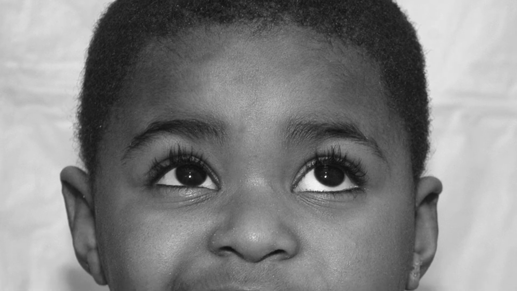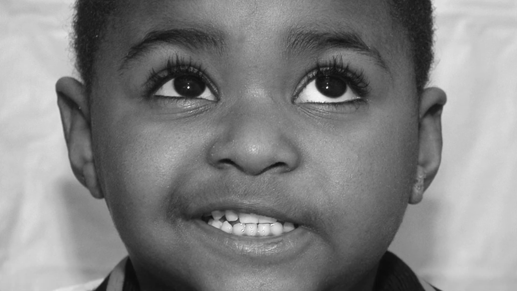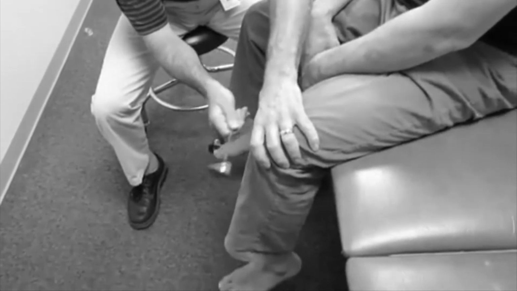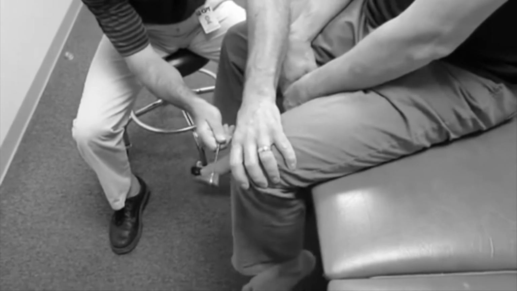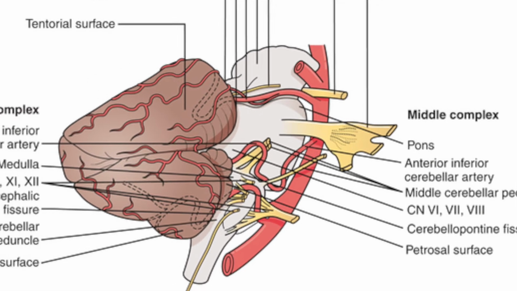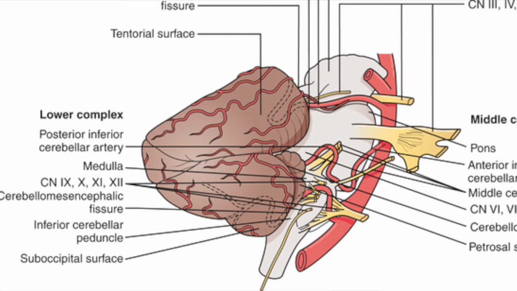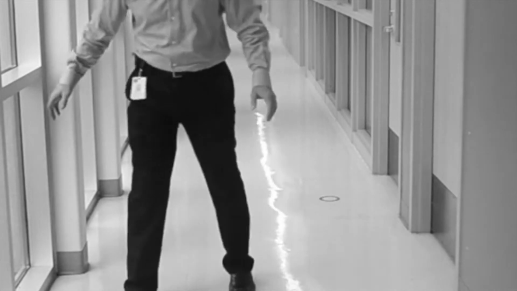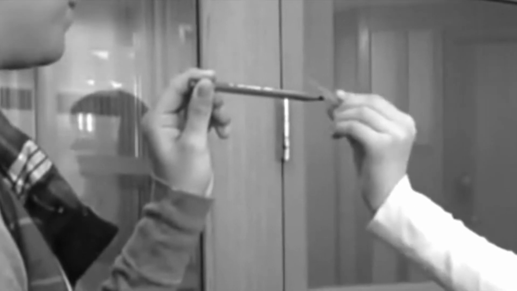Diplopia is usually the first sign, which is secondary to abducens nerve palsy. Damage to the facial nucleus will produce facial weakness or paralysis, and damage to the long motor tracts will produce weakness and hyperreflexia. Dysfunction of the cerebellopontine connections will cause ataxia, dysmetria, and dysarthria.